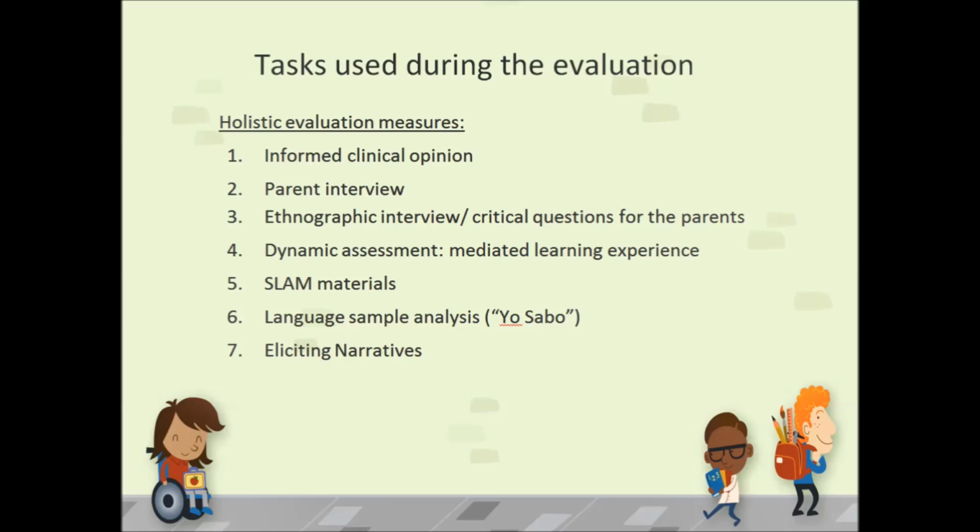We asked these questions, and we also incorporated elements of ethnographic interviewing, asking questions in an open-ended manner to get whatever information we felt the mom wanted to give us. We're going to talk about dynamic assessment through a mediated learning experience. We're going to go over a few materials, which are school-age language assessment measures. We're going to talk about a language sample analysis and a narrative task that we used.